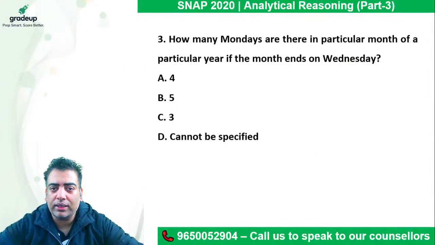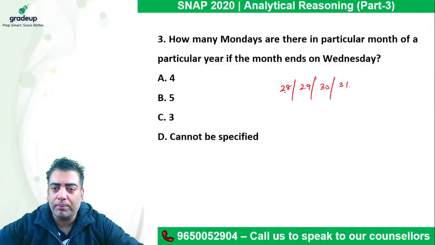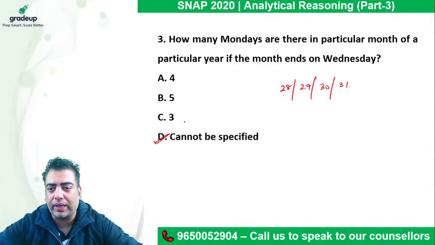Okay, so in the third question he says, how many Mondays are there in a particular month of a particular year if the month ends on Wednesday? As we are required to calculate the number of Mondays in a month and the month is not specified, it may have 28, 29, 30 or 31 days. In each case, if your month is ending on a Wednesday, the Mondays are not going to be the same. So straightaway we can mention that the answer comes out to be cannot be specified.